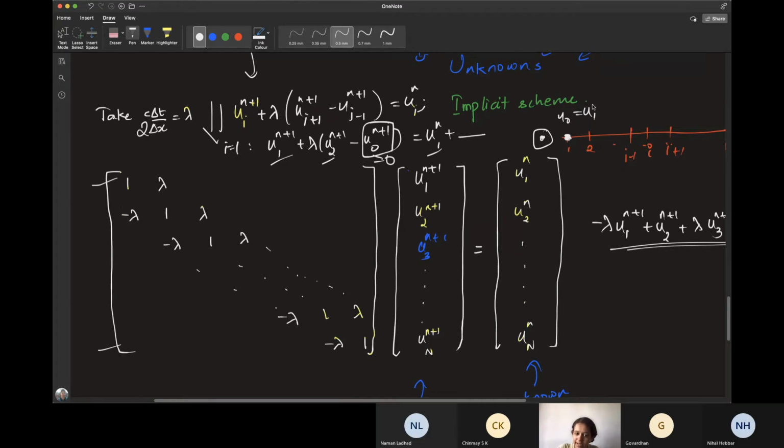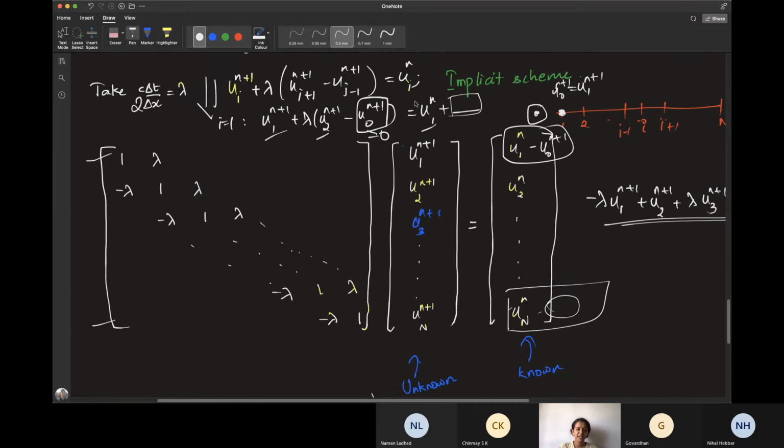So since u1 is a boundary, you will know what u1 n plus 1 will be for all time. So you can just take u0 n plus 1 to be the same as u1 n plus 1, and then you can take it to the right side, along with this u1 n. That way you can approximate the boundary terms here. That is, you can do some modifications that way. Here I have simply taken it to be 0. So let's not worry about boundary conditions right now.